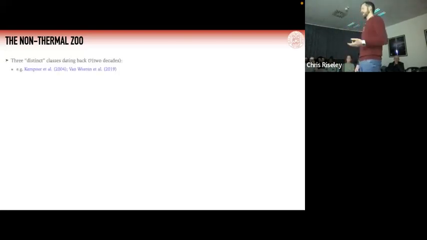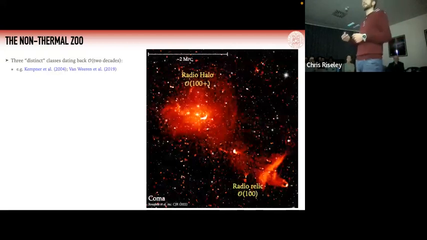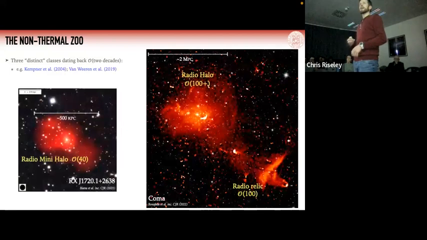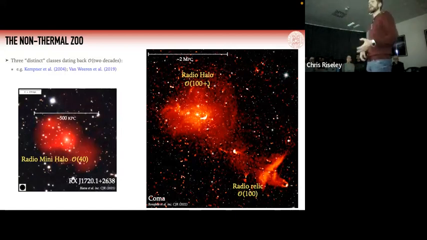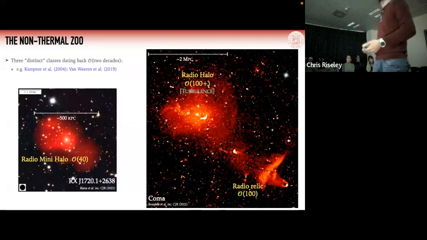Strictly speaking, theoretically, we have 3 distinct classes of sources dating back of the order of 2 decades, such as radio halos and radio relics. And here's a couple of examples from Coma. And then on the much smaller scale, you have mini halos. Now, with halos and relics, there have been of the order of 100 clusters hosting some combination of relics and/or halos. But mini halos are much more enigmatic, much less well explored, and there's of the order of 40 that will be studied hosting mini halos.